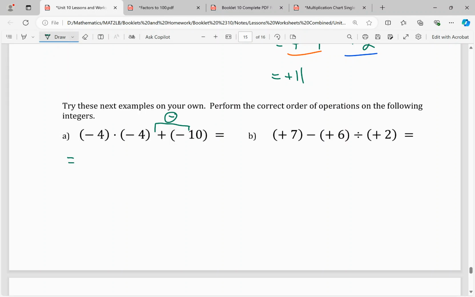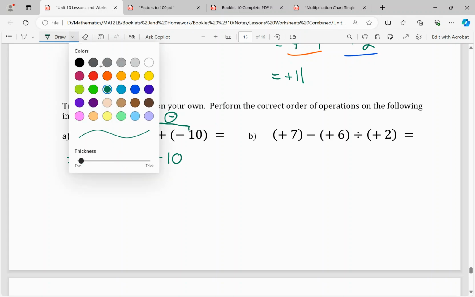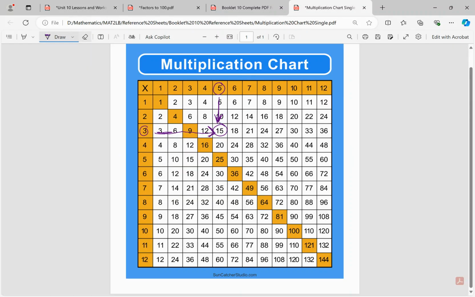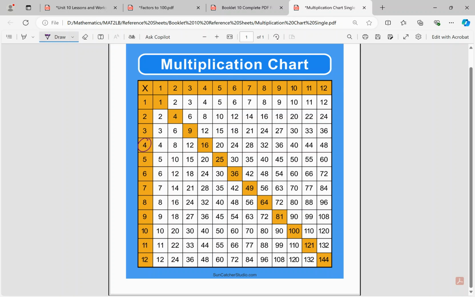So I'm going to rewrite this problem combining the positive and the negative. That is negative 4 times negative 4 minus 10. Now, step 1 is to work with your multiplication and your division, left to right. So that's negative 4 times negative 4. Remember that if you struggle with multiplication, you can use your multiplication chart, which I have given you. Now, we have two 4's here, and 4 times 4, you find the intersection. That intersection is going to be 16.